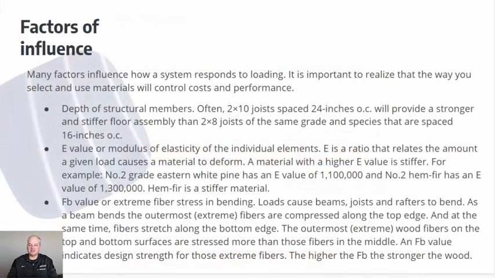The outermost extreme wood fibers on the top and bottom surfaces are stressed more than those fibers in the middle. An Fb value indicates design strength for those extreme fibers. The higher the Fb, the stronger the wood.